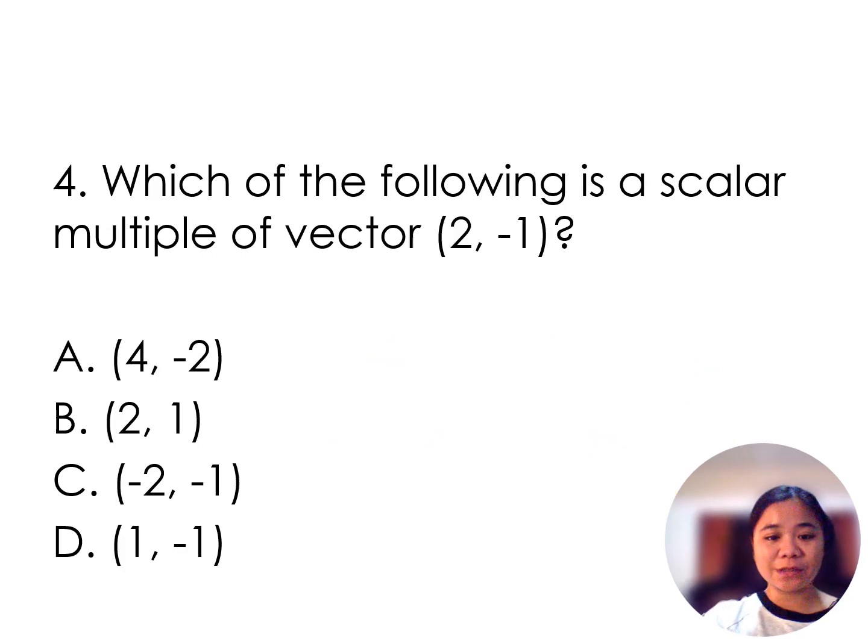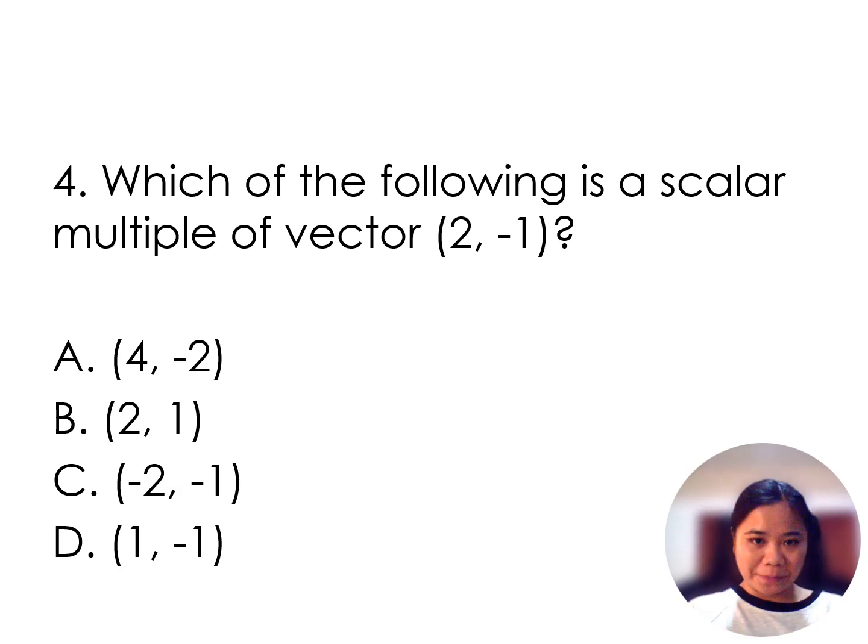Okay, now let's proceed to number 4. Which of the following is a scalar multiple of the vector with elements 2 and negative 1? So it's the scalar multiple. If we get the scalar multiple, we multiply by what? We multiply by a scalar.